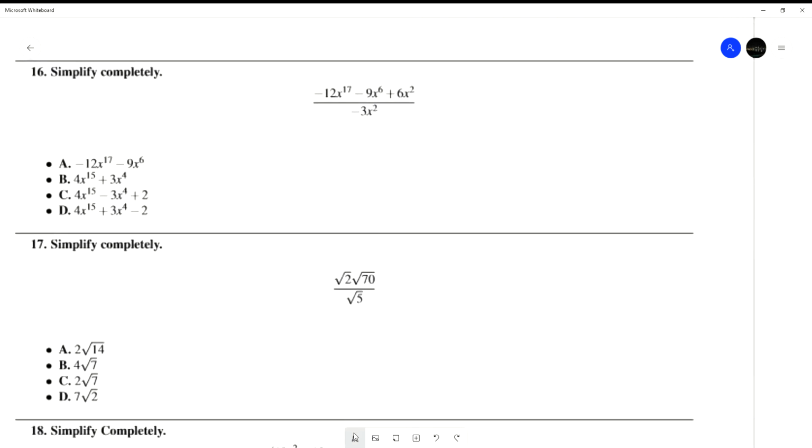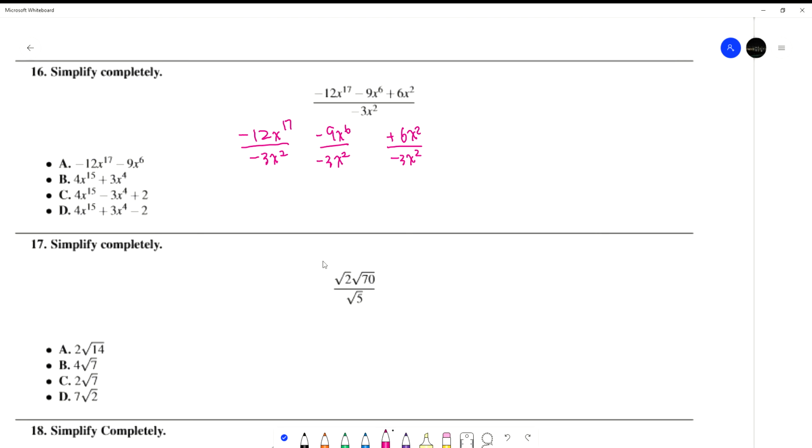Okay, number 16. We have to simplify completely. So we have a polynomial divided by a monomial, right? And in those cases, you just divide the monomial into every term of the numerator. So if I were to write this out as individual pieces here, what does it look like? It looks like negative 12x to the 17th over negative 3x squared, and then negative 9x to the 6th over negative 3x squared, and then positive 6x squared over negative 3x squared.